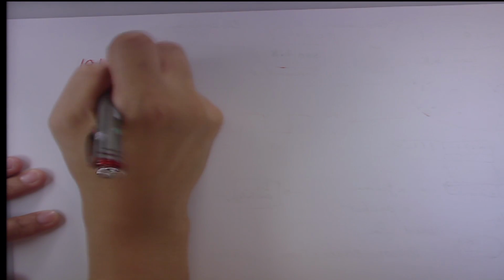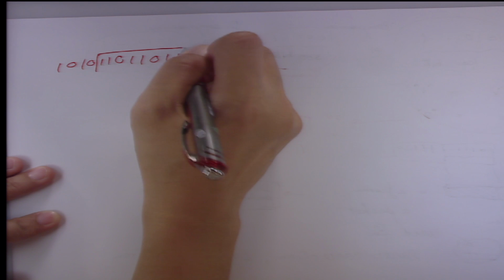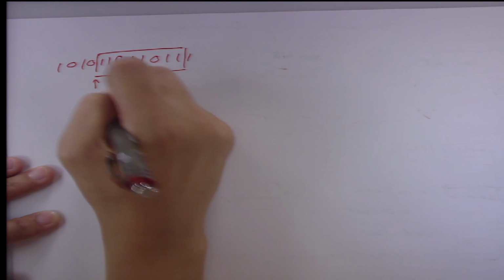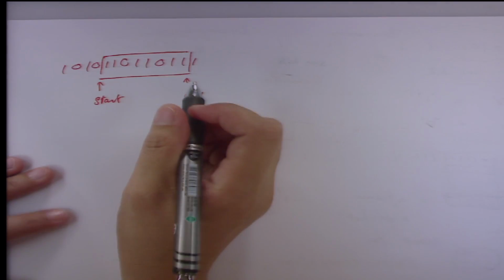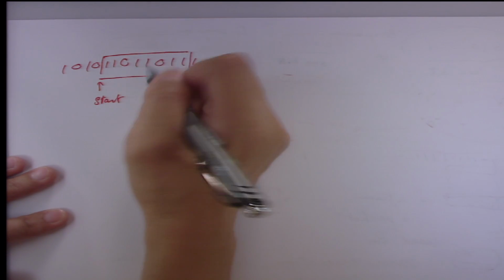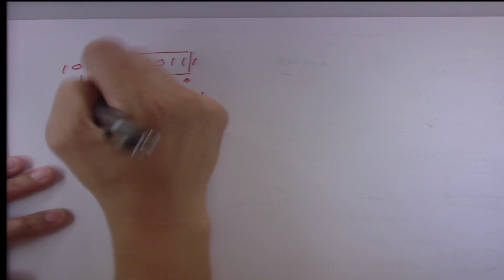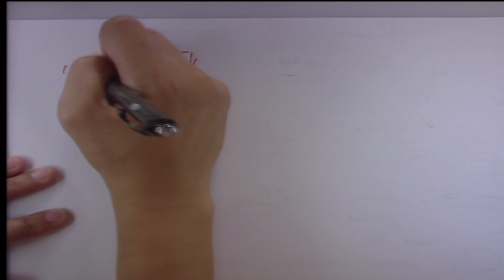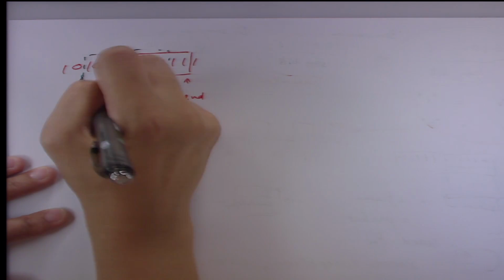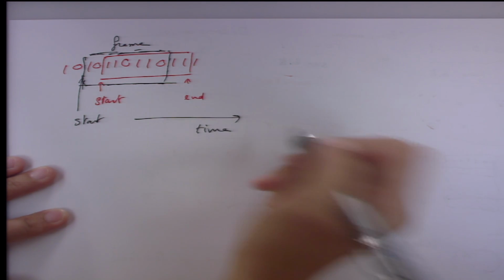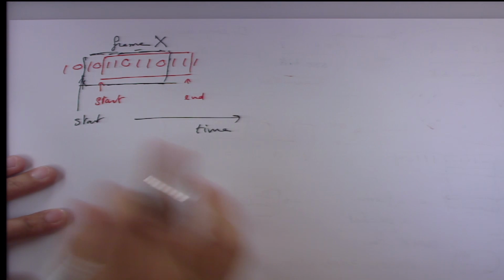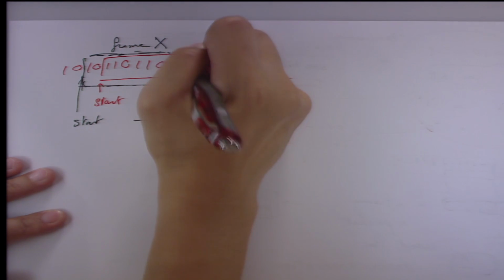For example, if this is the data, let's say this frame starts here. Now, if the receiver is confused and not synced, and thinks that the frame starts here, because the timing is not synced, this frame will be wrong, because the correct frame actually starts at this point.